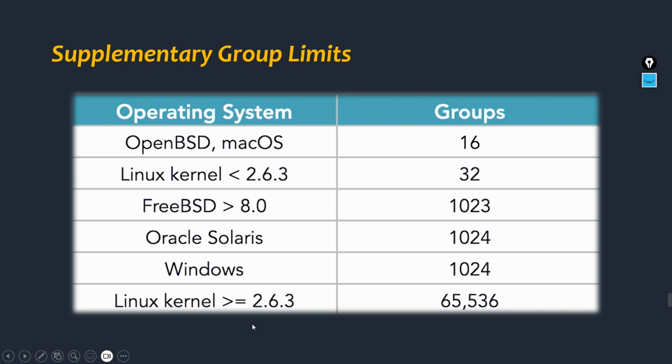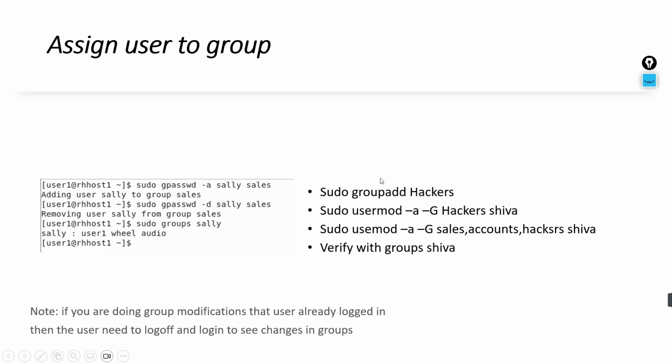Currently we have a Linux kernel around 2.8 or 2.9, and if your Linux kernel is greater than 2.6.3, you can be part of 65,536 groups. That is more than enough. Even in our corporate network we are not part of more than 10 or 15 groups. So this is the limitation of the operating system.